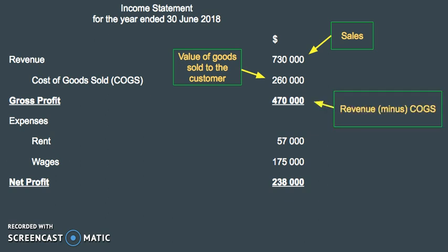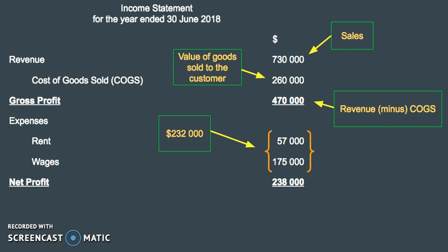So then what happens is revenue minus the COGS, so the amount of money you made in the sales minus the amount of money it actually cost you to make that sale, to have the goods in the first place, gives you your gross profit. And then as we keep flowing down, we then got expenses. So for example here, rent and wages, these two together equal $232,000.